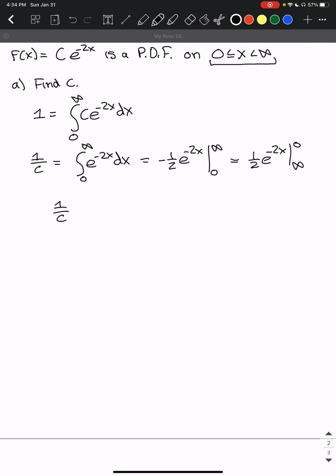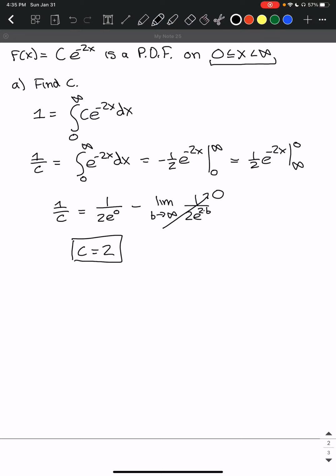So I have 1 over c is equal to 1 over 2 e to the 0, right? So that's when I plug in 0. And subtract off of that the limit as b approaches infinity of 1 over 2e to the positive 2 times b. And we know that as b gets really, really big, e to the 2b gets super big, so this entire term goes to 0. E to the 0 power is just 1, so c must be equal to 2.